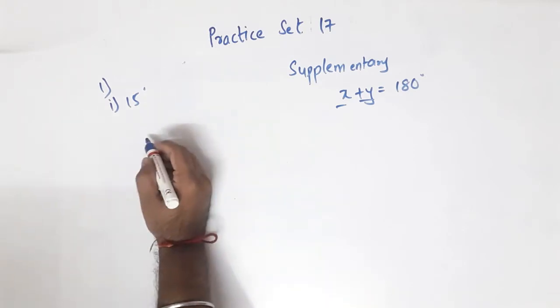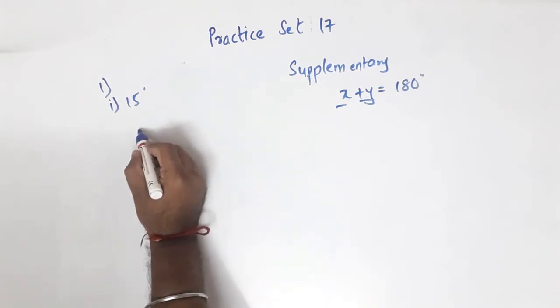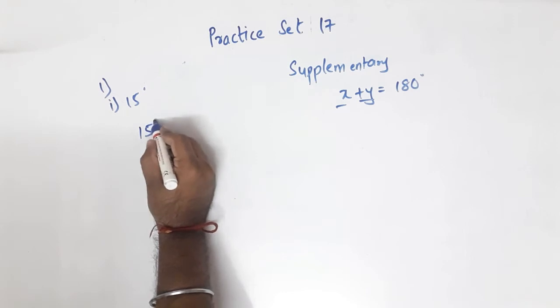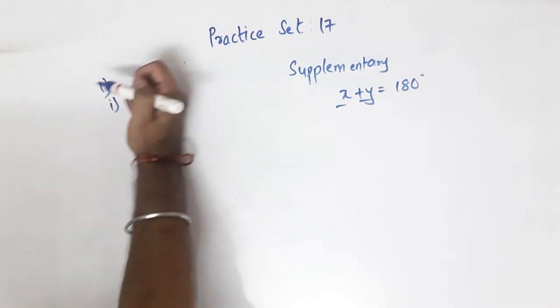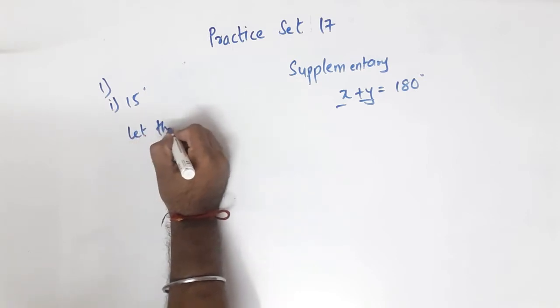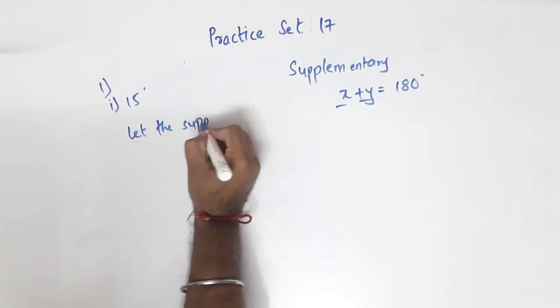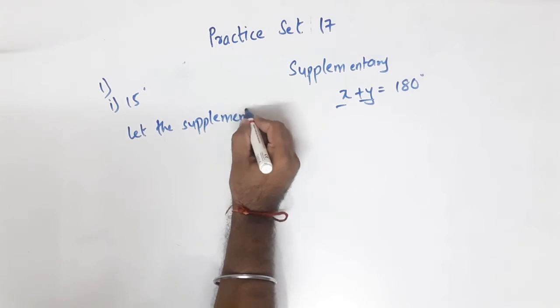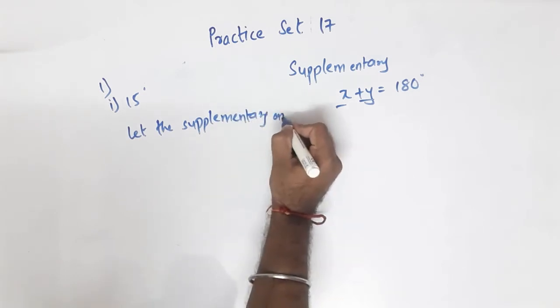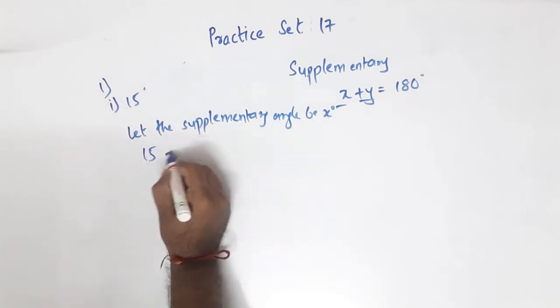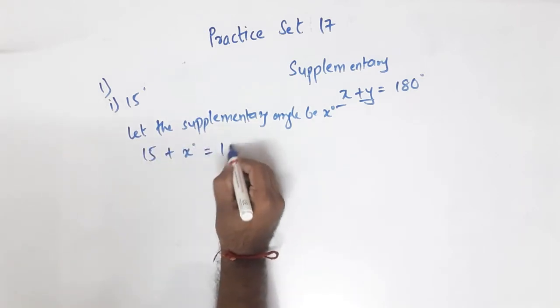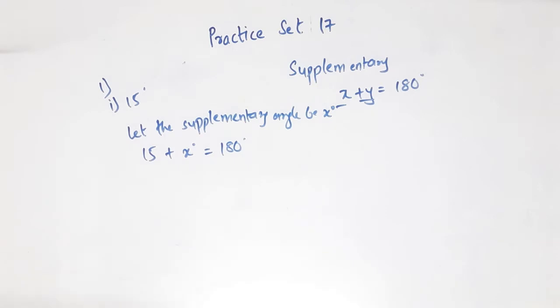Okay, so I'll write here 15 degrees. I'll first write, let the supplementary angle be x degrees. So the total of these two angles will be how much? It will be 180 degrees.